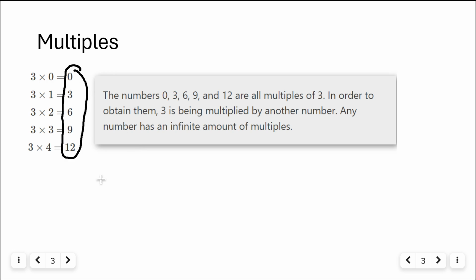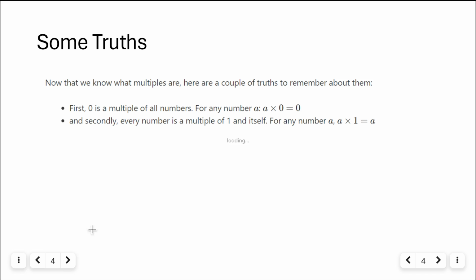Okay? Any number has an infinite amount of multiples. You could do this forever, right? We could just keep multiplying numbers. 3 times 5, 15 is a multiple of 3. 3 times 6, 18 is a multiple of 3. 3 times 7, 21 is a multiple of 3, etc., etc., etc. Okay, so these numbers are all considered to be multiples.